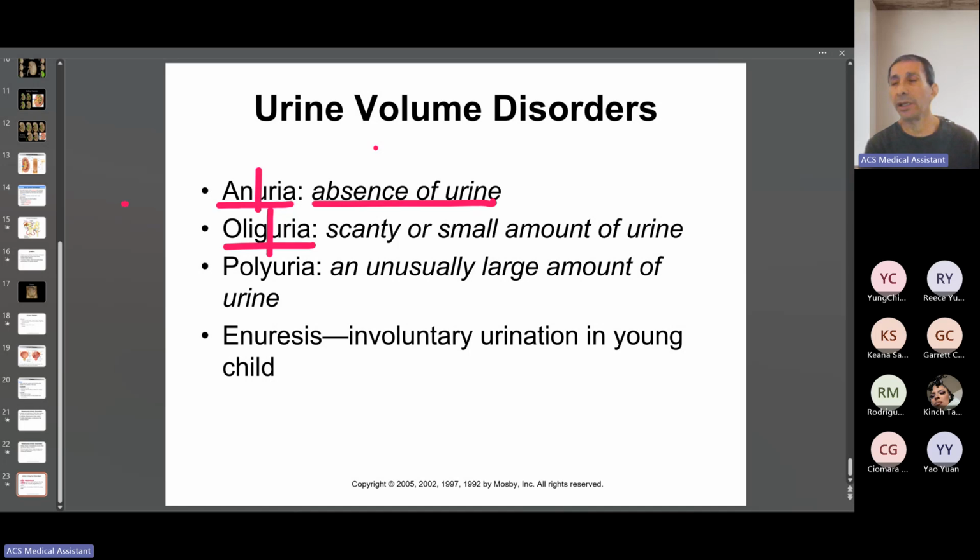Now, polyuria. Remember these medical terms? Urea means urine, poly means a lot, much, a large volume of urine. So what happened here? Your kidneys are not filtering correctly either. They are allowing all the fluids to go out instead of returning back to the blood flow. So they are not doing the job correctly. So you are peeing a lot.